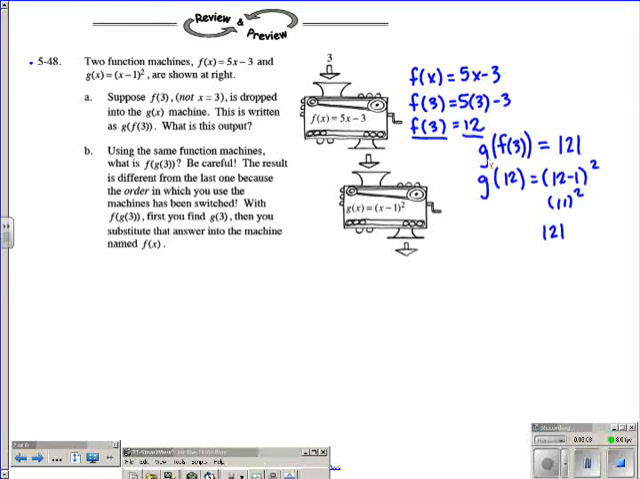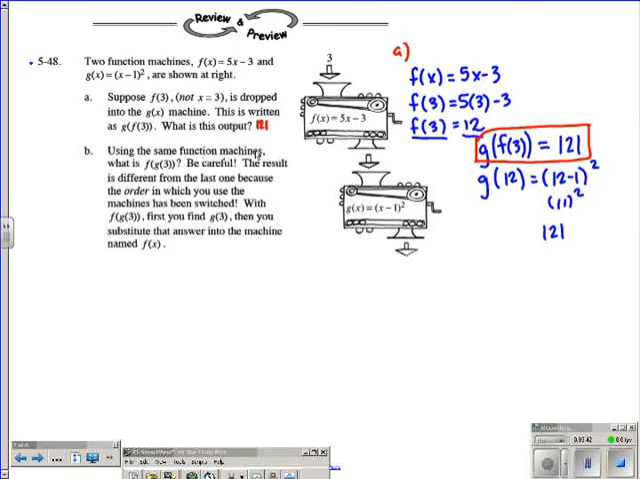So our answer for part A is, when we plug our output f of 3 into g of x here, we end up with the output for g being 121. So what is the output? It was 121, which you see over here. That was letter A.